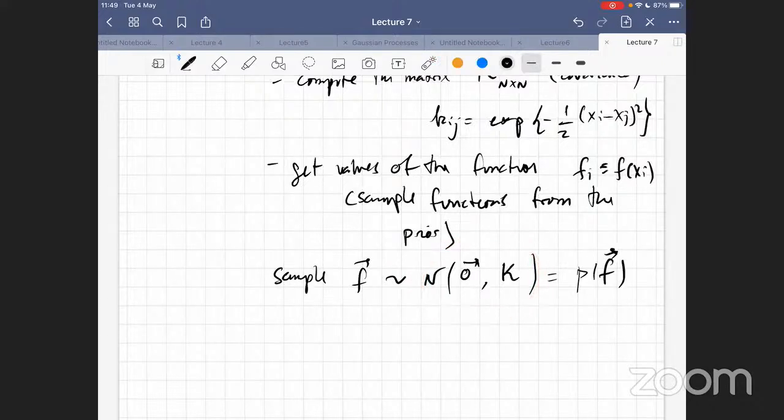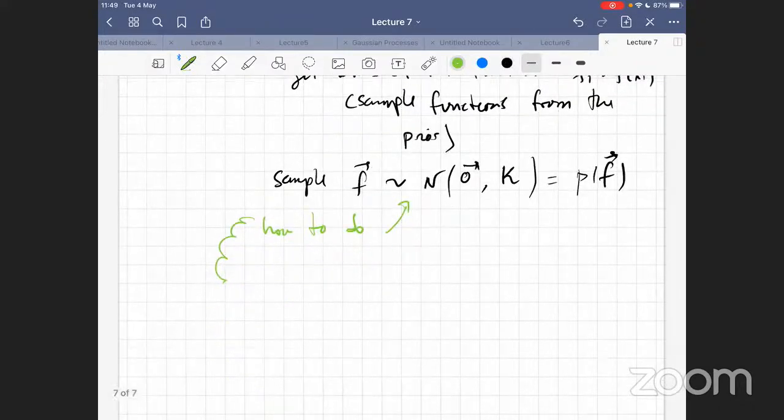How do you do this in practice? Let me just open another small parenthesis here. So how to do this sampling? Let me just go first for a univariate, for a single Gaussian.